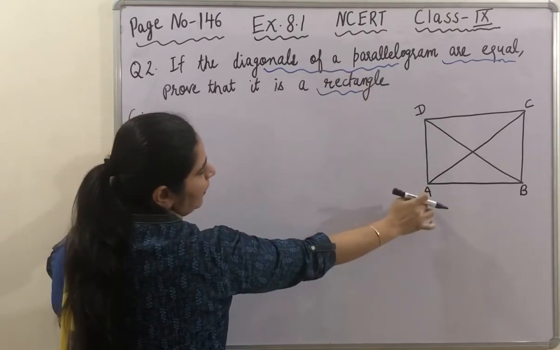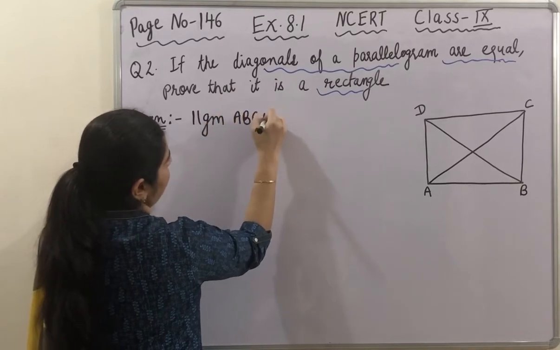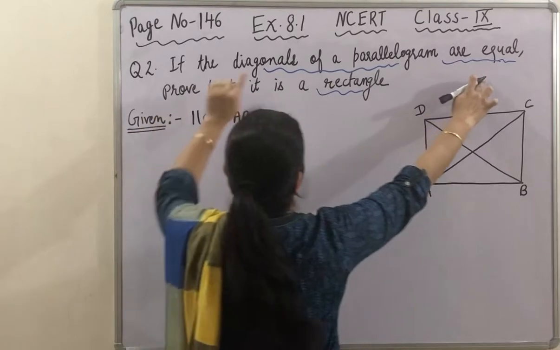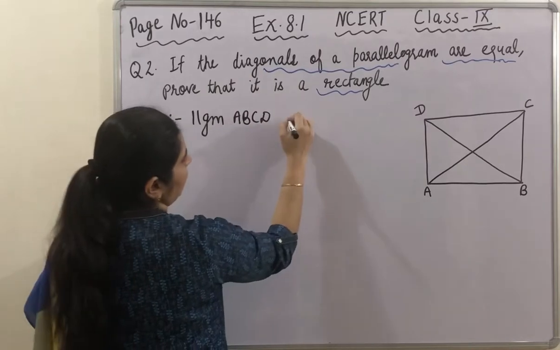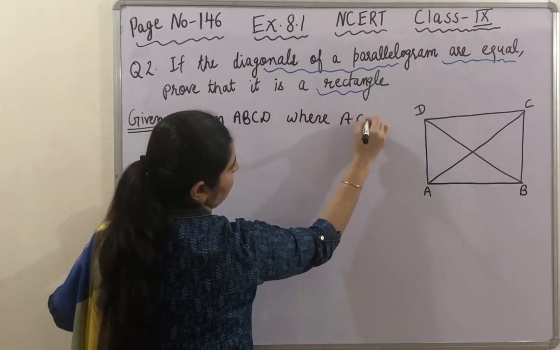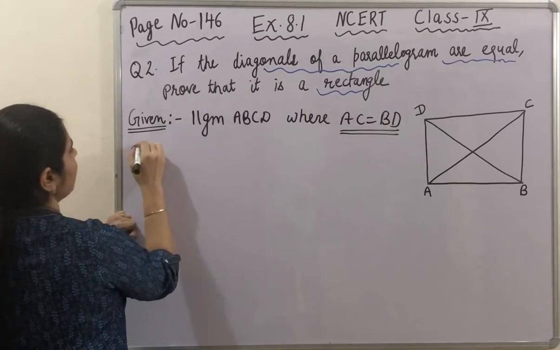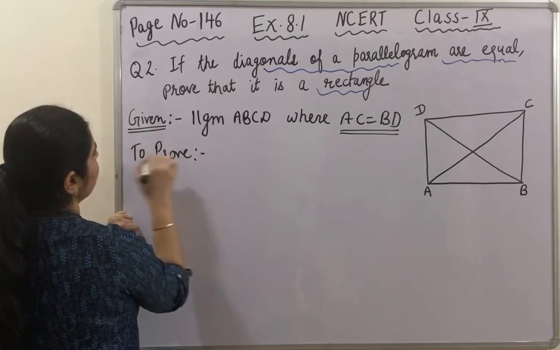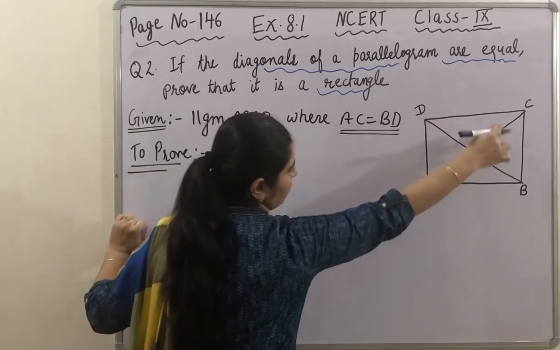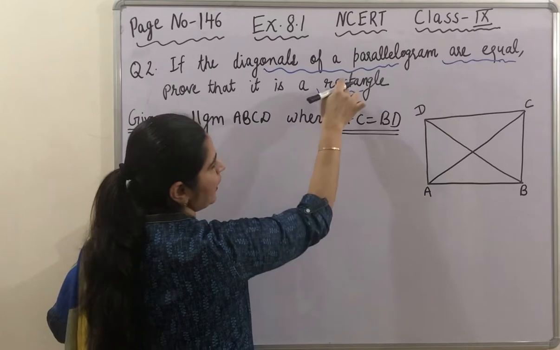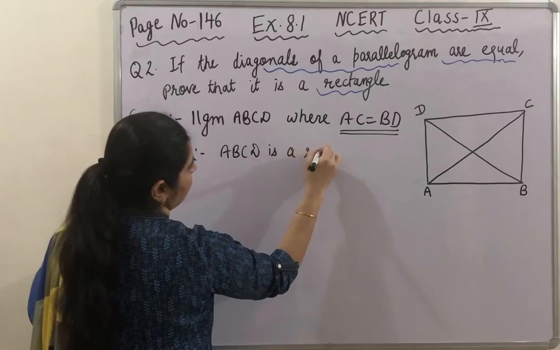Given is a parallelogram ABCD, where the diagonals of the parallelogram are equal. Diagonals are given as equal, and the diagonals are AC and BD. ABCD is a parallelogram where AC is equal to BD is given. Okay, but we have to prove here it is a rectangle. We have to prove this parallelogram is a rectangle when AC is equal to BD. When the diagonals of a parallelogram are given equal, we have to prove it is a rectangle. We have to prove ABCD is a rectangle.